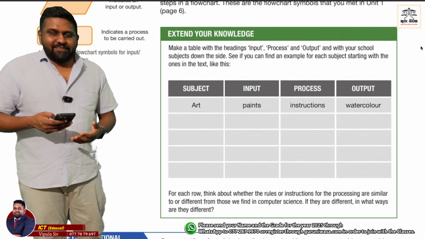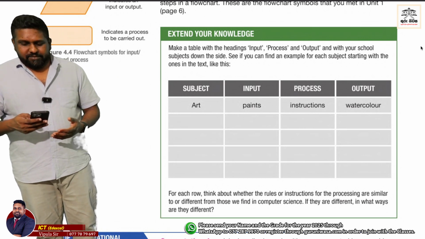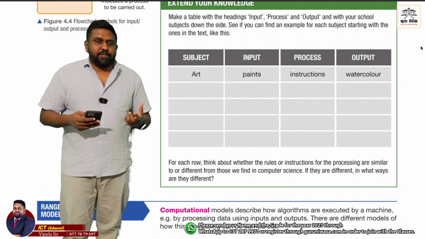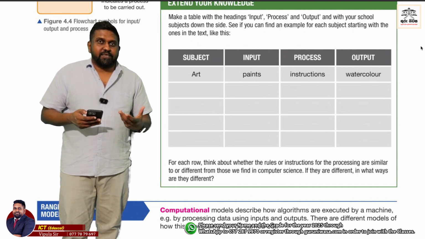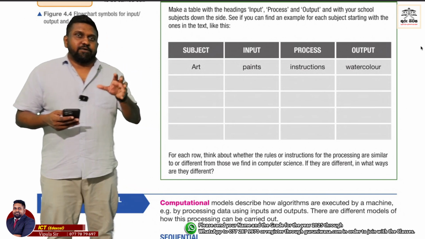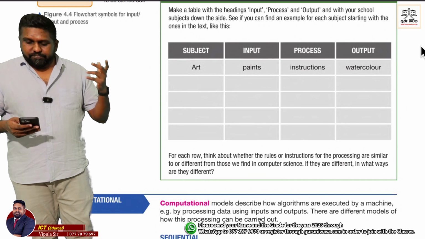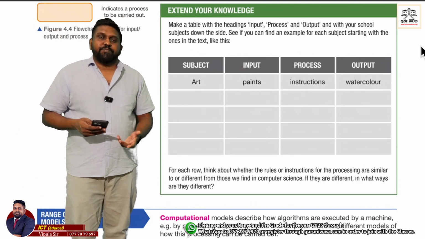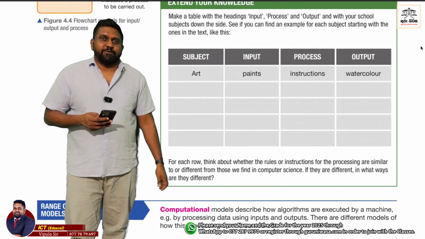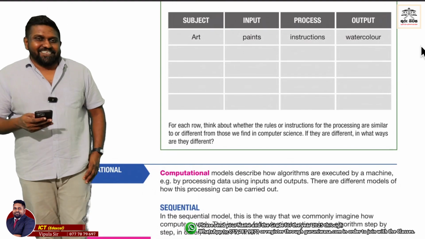Okay, so think about each row. For each row, think whether the rules or the instructions for the processing are similar or different, and think about how you can connect it to computer science. I'm going to give this as homework. Go through this and try to fill up this form and show it to me so that we can go through it and see how you have done it.